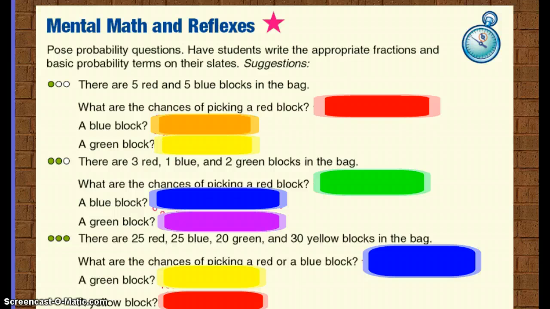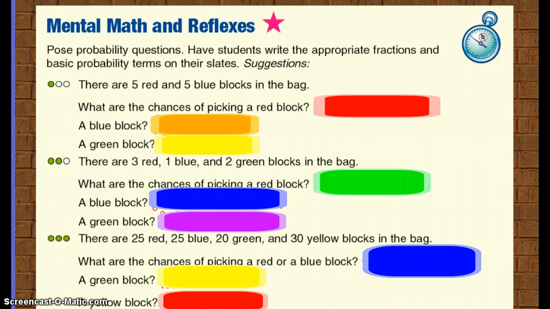So let's do this. Mental math and reflexes. I want you to think of the appropriate fractions and basic probability terms. You actually don't have to write them on your slates. I just want you to think about them in your head. So first of all, there are 5 red and 5 blue blocks in the bag. What are the chances of picking a red block?